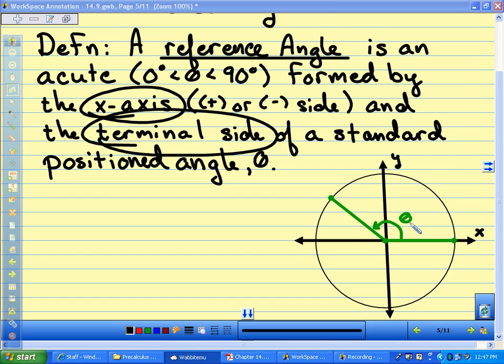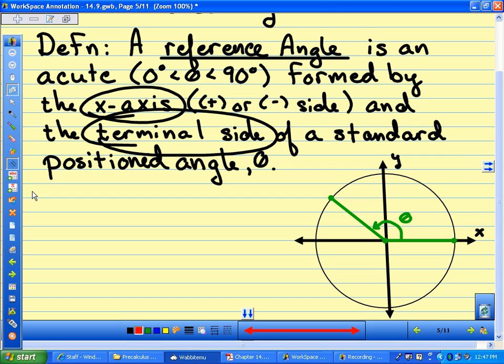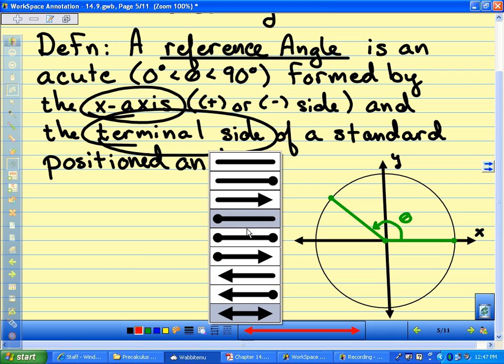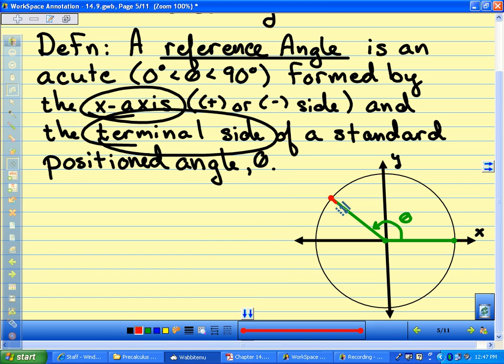What are the two sides that form a reference angle, folks? The x-axis, and it can be either side now. We're not just talking standard position positive. It can be either side of the x-axis. So I like to start off with the terminal side. So right here is the terminal side of my angle. That is one of the sides of my reference angle.